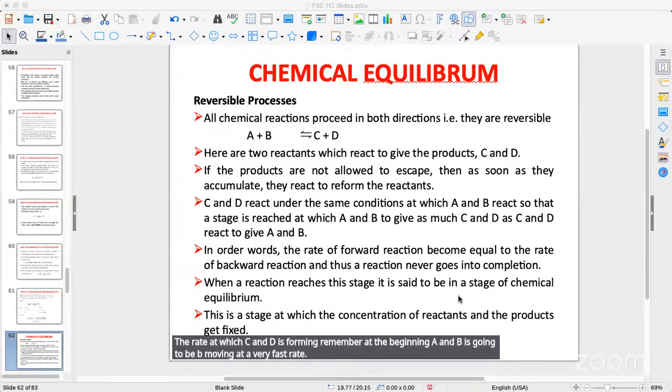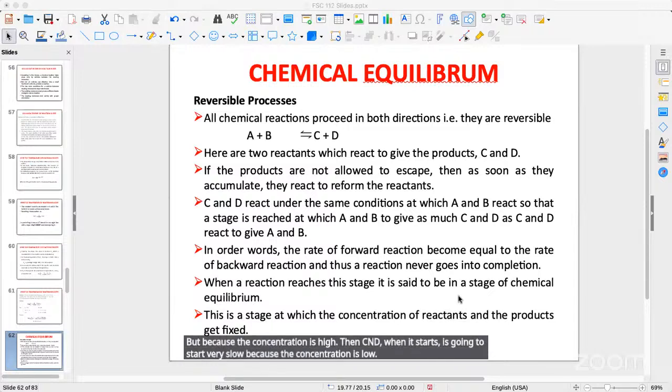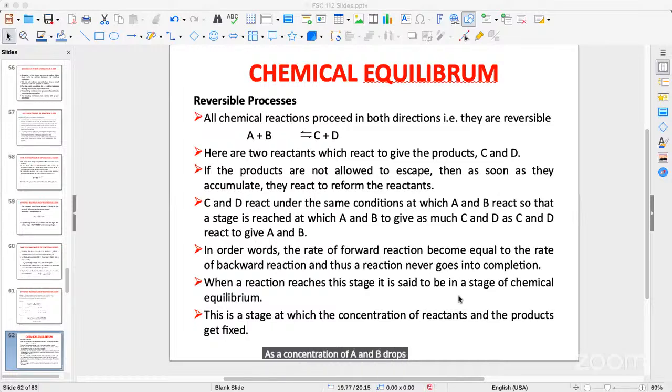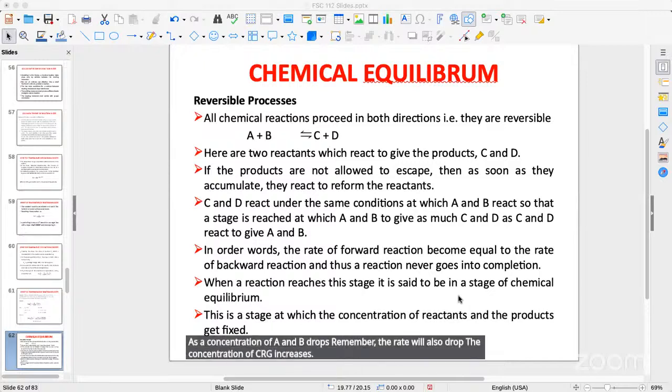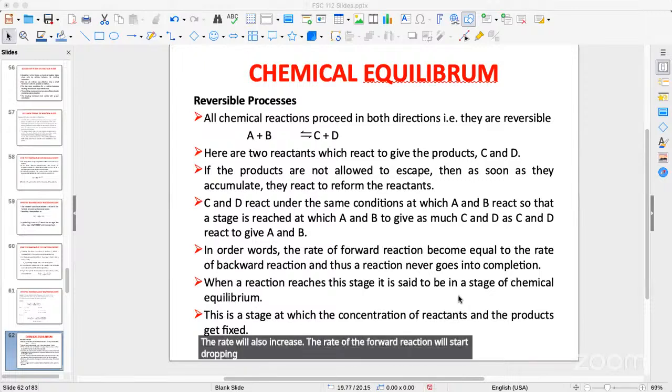But that is because the concentration is high. Then C and D, when it starts, is going to start very slow because the concentration is low. As the concentration of A and B drops, remember the rate will also drop. As the concentration of C and D increases, the rate will also increase. The rate of the forward reaction will start dropping, while the rate of the backward reaction will start increasing until they get to a point where both of them are the same.